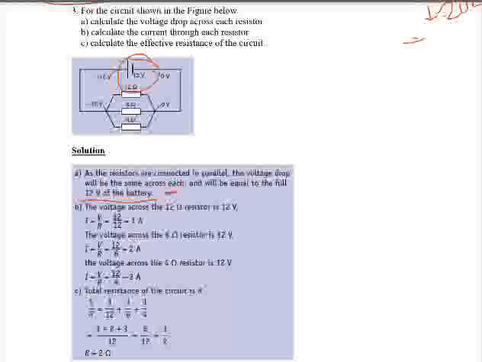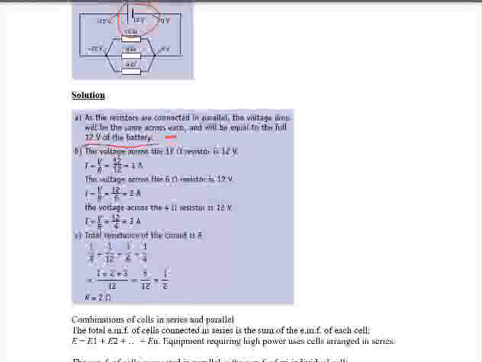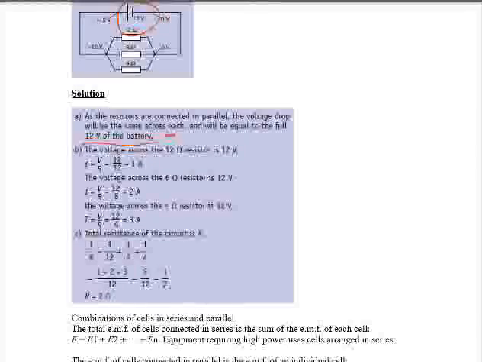In B, to calculate the current through each resistor, the voltage is known and the resistance is known. Therefore, for the 12 ohm, I1 is equal to what? V over R1. And V is how much? 12. And R1 is what? 12. 12 over 12, it's 1 ampere. And for 6 ohm, 12 over 6, it's 2 ampere. And for 4 ohm, 12 over 4, it's what? 3 ampere.